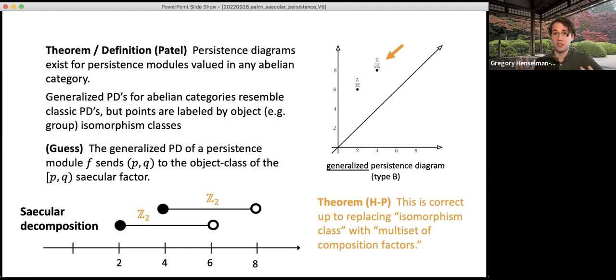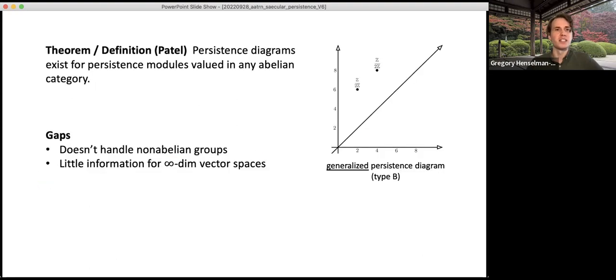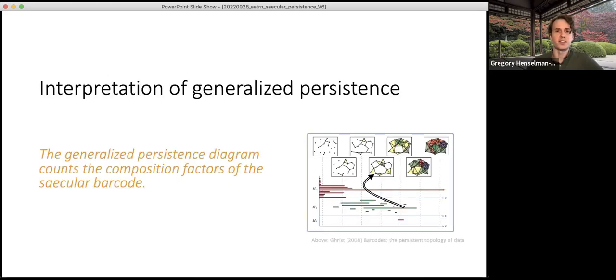So the secular decomposition lets us interpret the generalized persistence diagram in a slightly new way. We actually can talk about a submodule that corresponds to a point. And by talking about things in those terms, we can map things back to data. And in addition, this fills in some gaps. The secular framework can handle non-abelian groups, and it can handle vector spaces of infinite dimension. The slogan to take away from this is that the generalized persistence diagram counts the composition factors in the secular barcode. That's a slight oversimplification, because Amit's definition goes beyond just abelian categories, and when you do that, other interesting things happen. But if you take the simplest case of each construction, this is how they intersect.